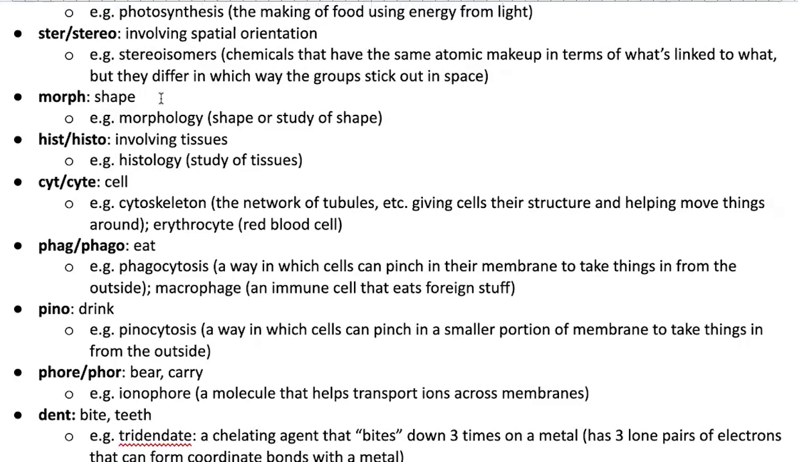Morph, this is shape, so morphology is the shape or study of shape. Hist or histo, this involves tissues, so histology is the study of tissues. Ology is study of. So morphology is the shape or the study of shape, and histology, with hist or histo, now we're involving tissues, same ology ending, so with histology, we have the study of tissues.